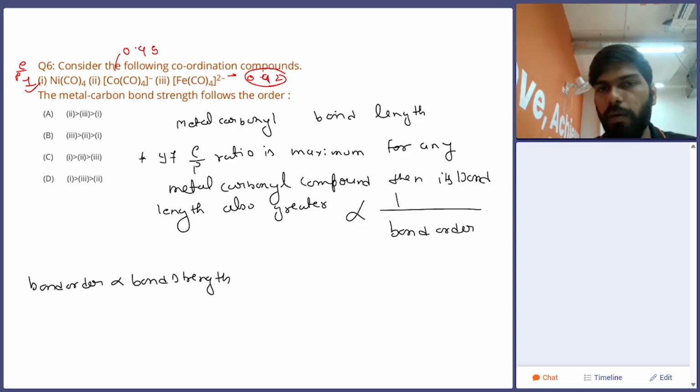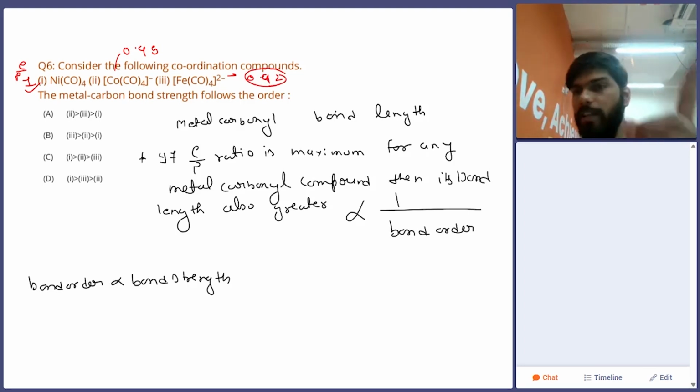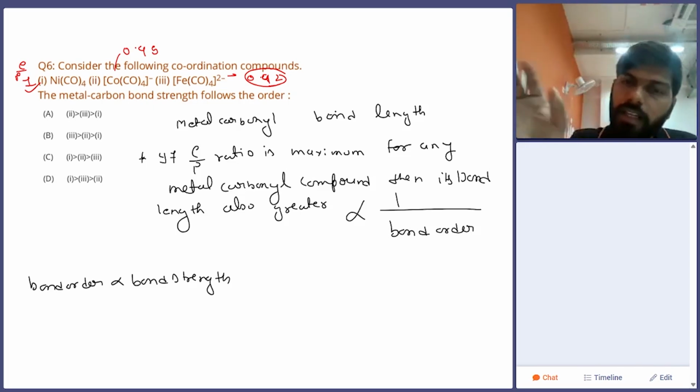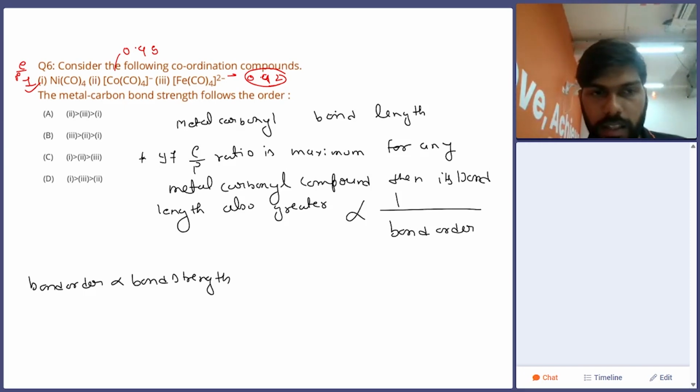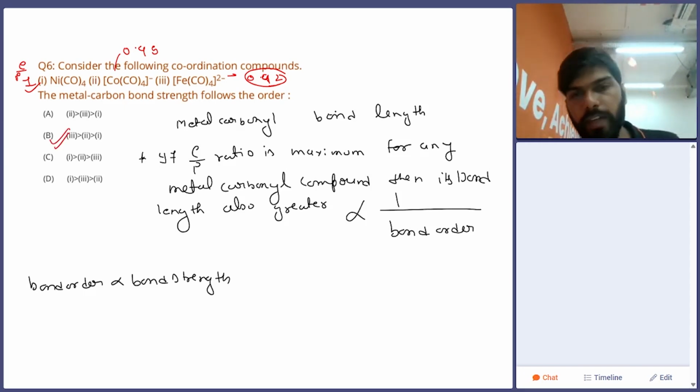So whose E upon P ratio is less? E upon P ratio is lesser means bond length is lesser. Bond length is lesser definitely means here bond order is greater. Bond order is greater, bond strength is also greater. So the right answer is 3 to 1. Okay, 3 to 1 is the right answer. Okay, clear class? I hope this point is clear.